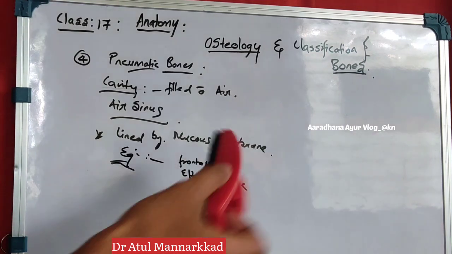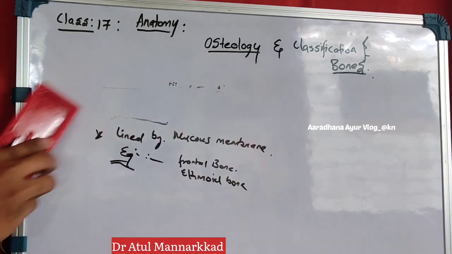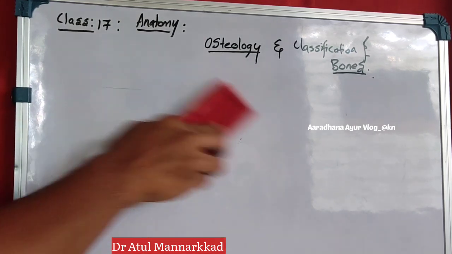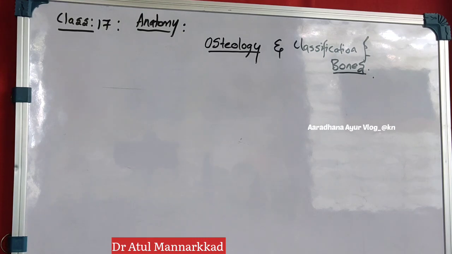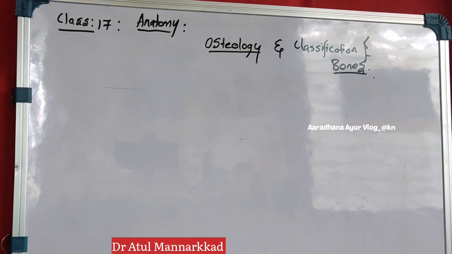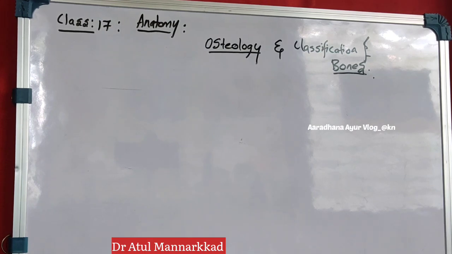Next, let's discuss what a sesamoid bone is. Until now we have discussed four types. First, the long bones, which are categorized into two: long bones like humerus, radius, ulna, and long short bones like metatarsal, metacarpal, etc. Secondly, we discussed the short bones, whose length is small, like carpal bones. Next, we discussed the flat bones, which are plate-like, like the scapula.